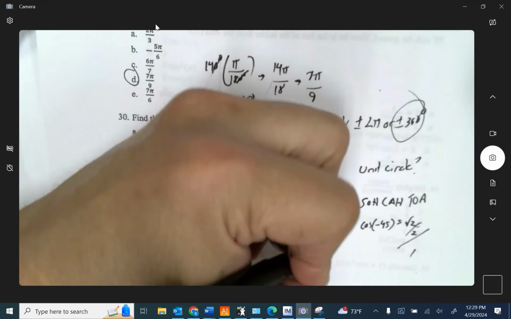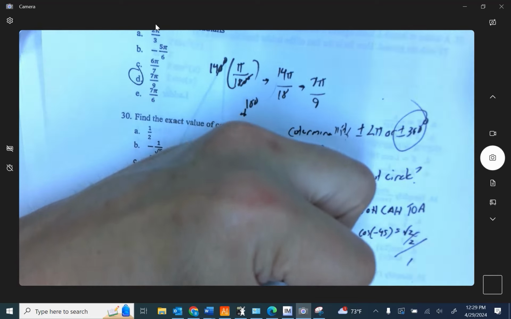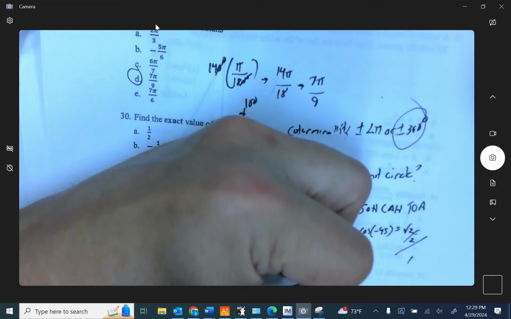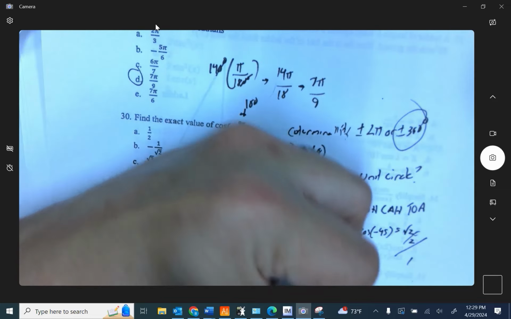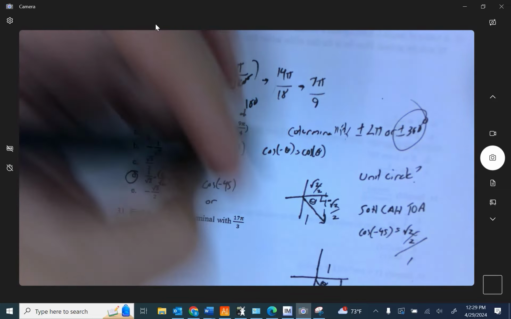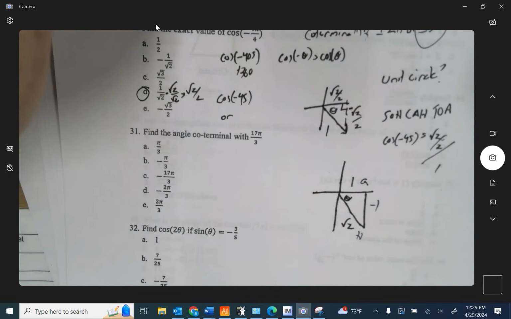What they're doing, whoever designed this class or in the state of California, they probably taught their student body to do 1, negative 1, root 2. So adjacent over hypotenuse. That's fairly common to use that pattern.